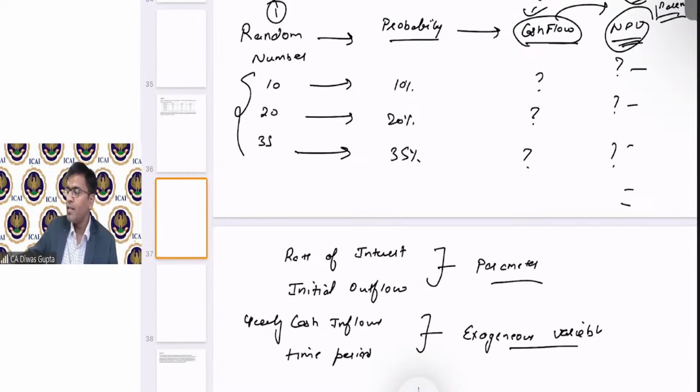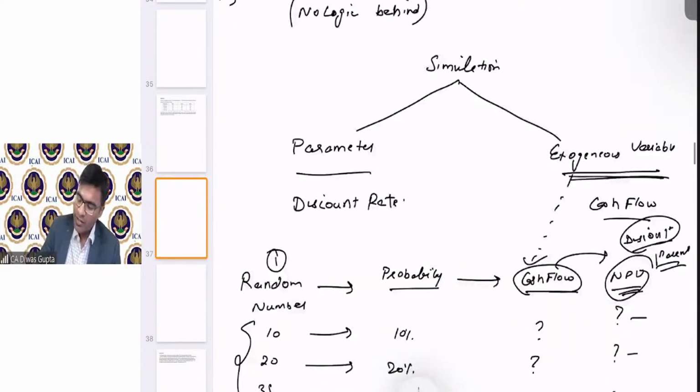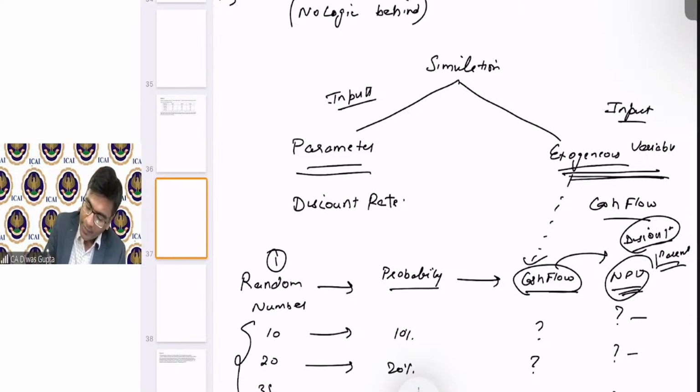The use of this random number is that it will be used to link the probability, which will be used to arrive at the exogenous variable. Now the question comes, what is an exogenous variable and what is a parameter? We said that both of them are inputs. See students, this is also an input and this is also an input. But parameters are those inputs which remain fixed, which don't change.